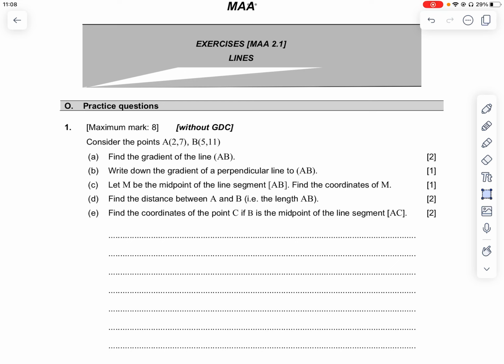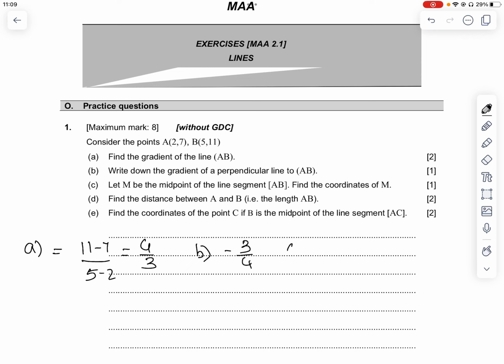So the first question, find the gradient of the line AB. The gradient is y2 minus y1 upon x2 minus x1. So 11 minus 7 upon 5 minus 2, which is going to be nothing but how much? 4 upon 3. Find the gradient which is perpendicular: reciprocal, and change the symbol.